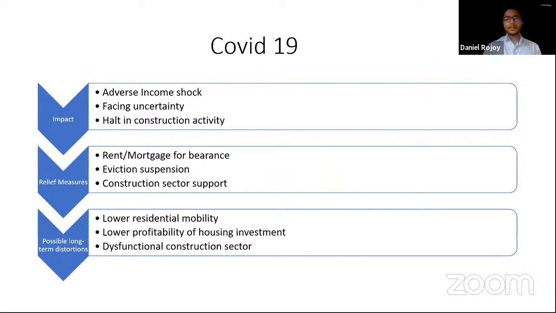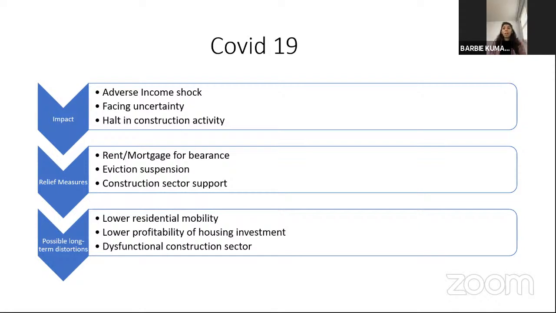So that's the first part. And now I'd like to hand over to Barbie, who will be going over the next slides. Thank you, Daniel. Well, till now we got to understand how COVID-19 is a risk to different groups of society in Canada.